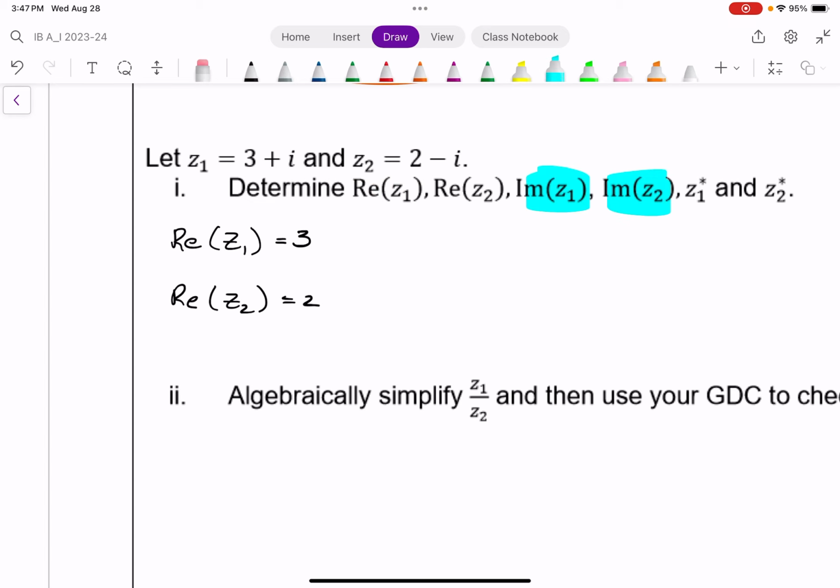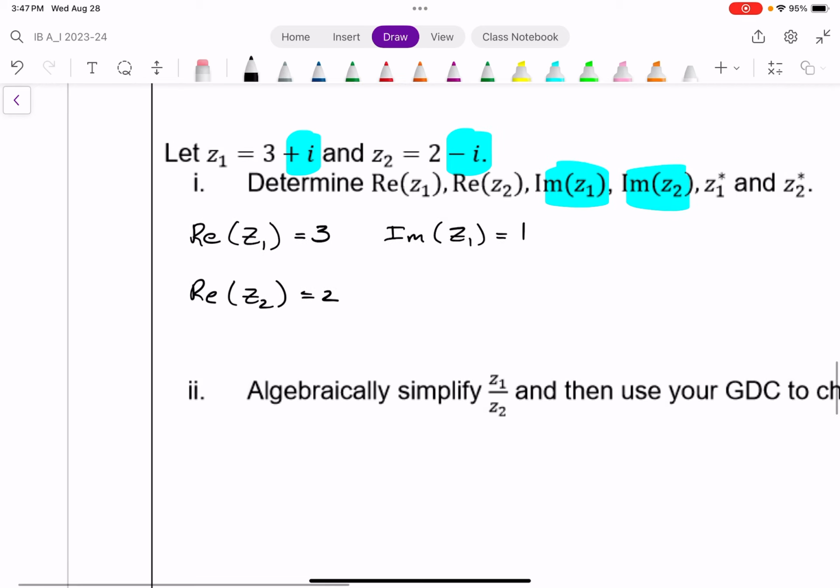All complex numbers have a real and an imaginary part. And so now these are looking at just the imaginary parts, which are the coefficients of the imaginary unit. The imaginary part of z1 is the coefficient of that plus i, so it's just the 1. And the imaginary part of z2 is the coefficient of the negative i, which is just the negative 1.